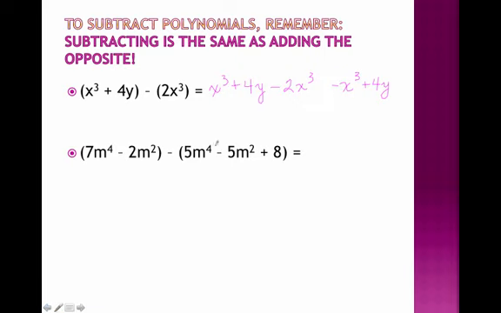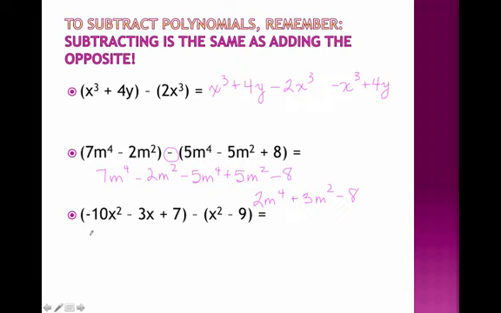And here's where it's really going to be important to write this out. So 7m to the fourth minus 2m squared. I remember I need to distribute that negative sign all the way across. So I've got minus 5m to the fourth. I'm going to have a negative and a negative, so plus 5m squared, and a negative and a positive, minus 8. And now you should be able to combine them. I've got m to the fourth, so I end up with 2m to the fourth. I've got a negative 2m squared and a positive 5m squared, so I've got a plus 3m squared minus 8.